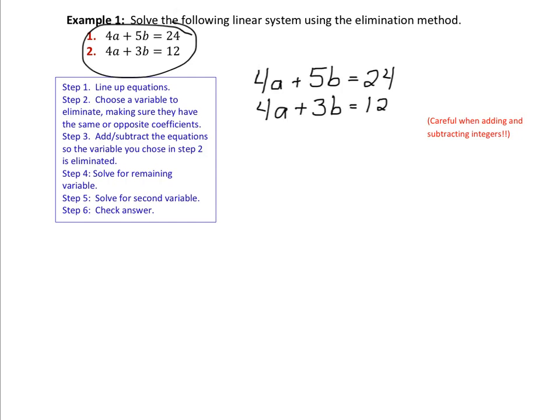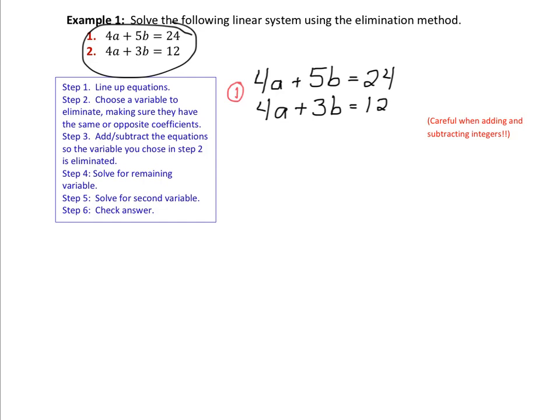So I have rewritten the equations over where I'm going to be working with them so that the equations line up and like variables are in the same columns. We have the a terms in the first column, the b terms in the second column, and the constants over on the other side of the equal sign, which makes up a third column. That's step 1. We need to have the like terms in the same column so that we can subtract or add the like terms.